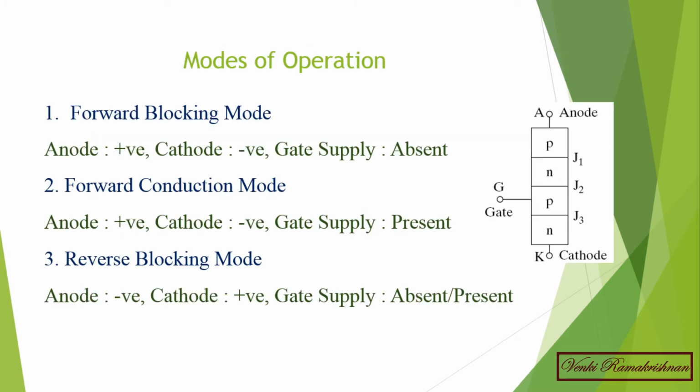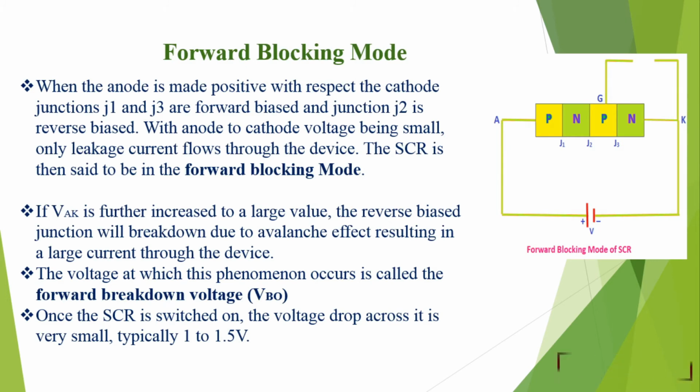Now we will move on to its operation. Thyristor is operated in 3 operating modes: forward blocking mode, forward conduction mode, reverse blocking mode. Okay, first forward blocking mode.